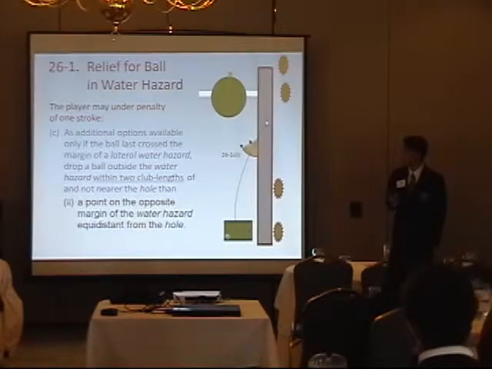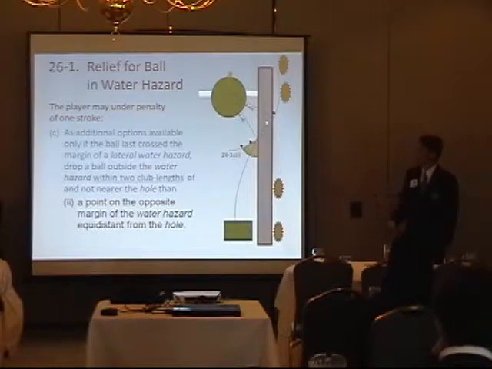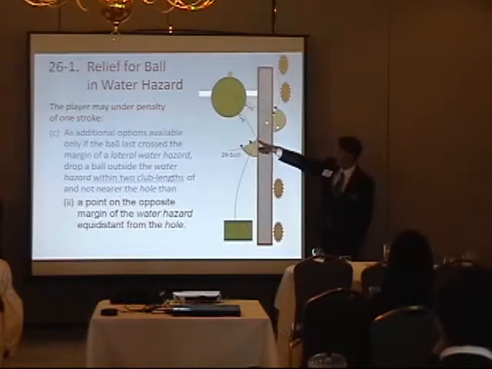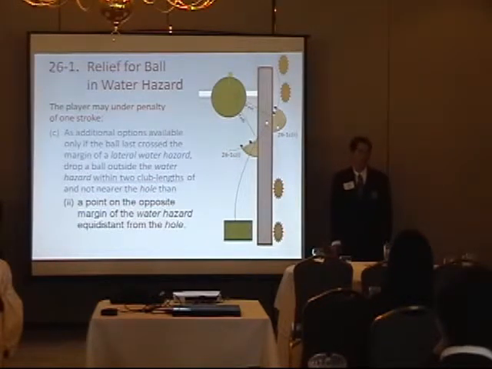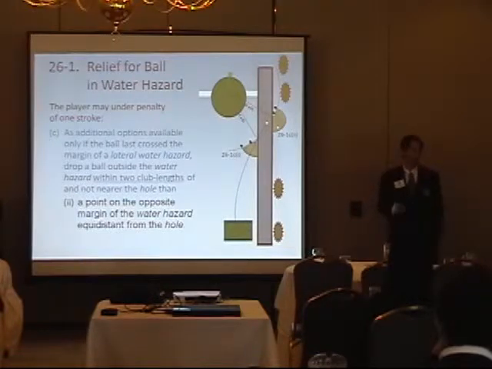And then the second option is a point on the opposite margin of the hazard, equidistant from the hole. So what this is showing you here is that it crossed here, and it was 38 yards from the flagstick. Let's say there were some trees in front of you there. You don't want to drop behind there. Well, as an additional option, you can go to the other side of that hazard, and there's no trees in front of you there. And you've got a clear shot to the green. This option is probably the option that's used the least, but in a lot of situations, it's the best option to use.